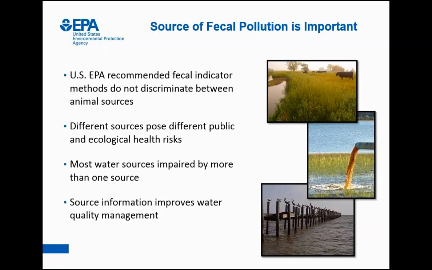But one thing that we know is that different sources of fecal pollution can pose different public and ecological health risks. And most water sources are impaired by more than one source. And because of these reasons, it becomes clear that having information about particular sources of pollution, in particular human fecal pollution that could come from septic systems, for example, can be very important and useful for water quality management.